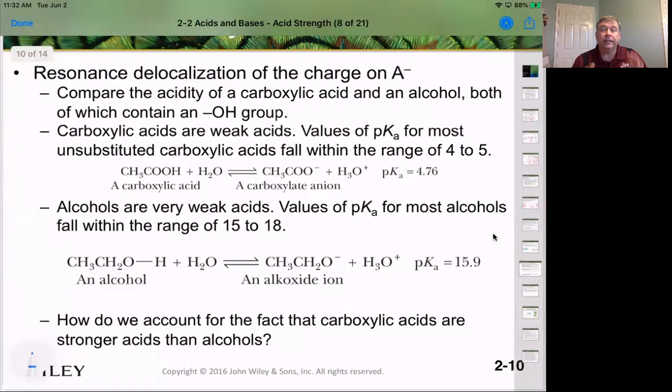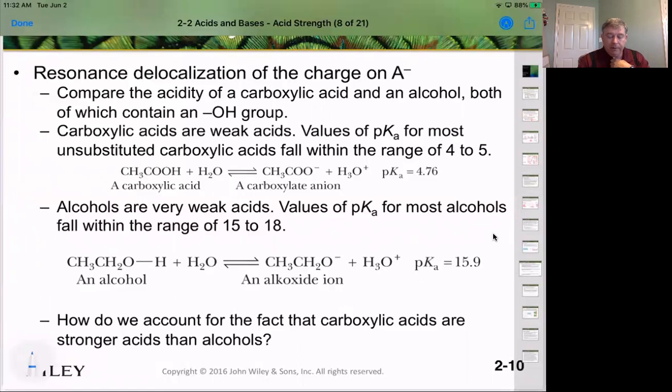Our second factor is resonance. Remember, when we drew the resonance structure of the acetate ion, we could have the charge on one oxygen and then draw the electrons moving to the other oxygen. So we can have part of the charge on one oxygen and part of the charge on the other oxygen. By resonance structure, we can move that charge around. If we can move that charge around, that means that anion form is going to be more stable. And if we can stabilize that charge over more elements, it's going to be more acidic.